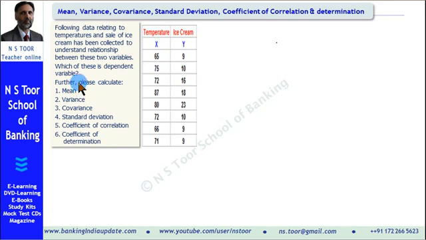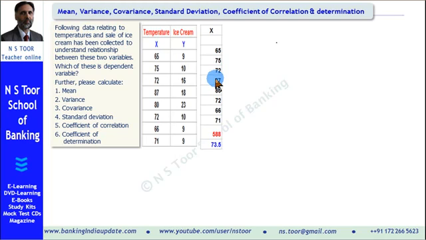Friends, to make a calculation of all these concepts, all these measures, this is the first thing we have to do. We have to calculate first of all the mean of variable X. How do we calculate mean of variable X? These are the values. We have placed these values here. We add up these values and divide by number of these items. There are 8 items here. 588 divided by 8, 73.5. This is mean of variable X.